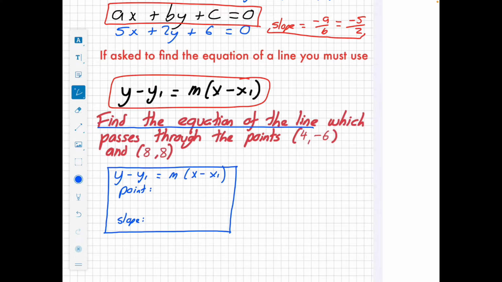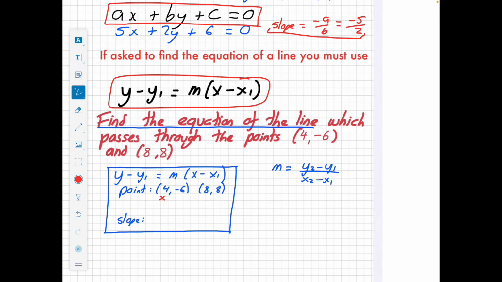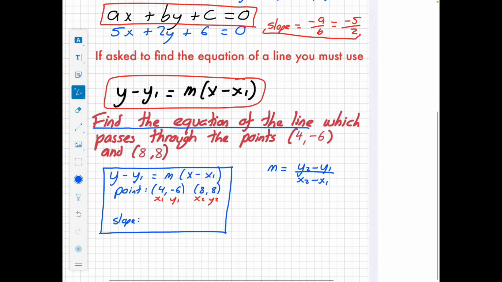Now I'm going to fill in my information. So we know the points. We've got the point 4, minus 6, and we've got the point 8, 8. Now, I also need to know a slope. In this question, they don't tell me the slope, so I'm going to go away and find it. Can I do that? Yes, I can. I can go to my formula book and find my formula for slope. So we're going to go off to the side here and write down the formula, y2 minus y1 all over x2 minus x1. Now, I need to label my points. So I'm going to call this x1, y1, and this x2, y2.